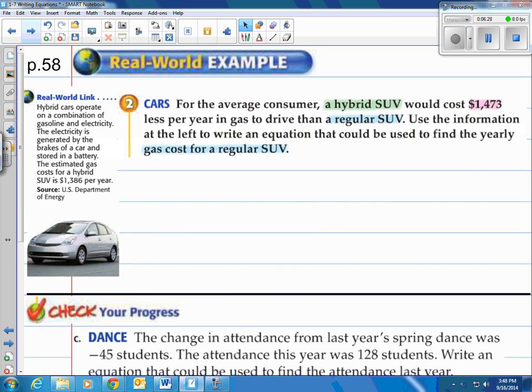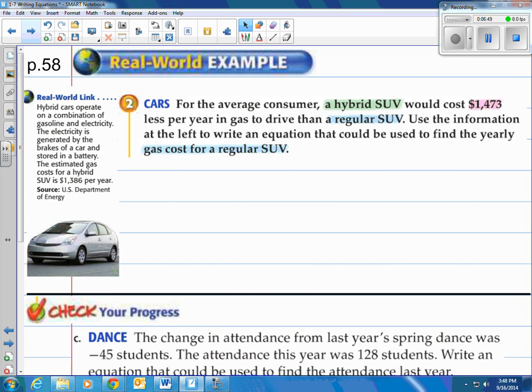Here's a real-world example. It says for the average consumer, a hybrid SUV would cost $1,473 less per year in gas to drive than a regular SUV. Use the information at the left to write an equation that could be used to find the yearly gas cost for a regular SUV. You can see they've highlighted a lot of information for you here.